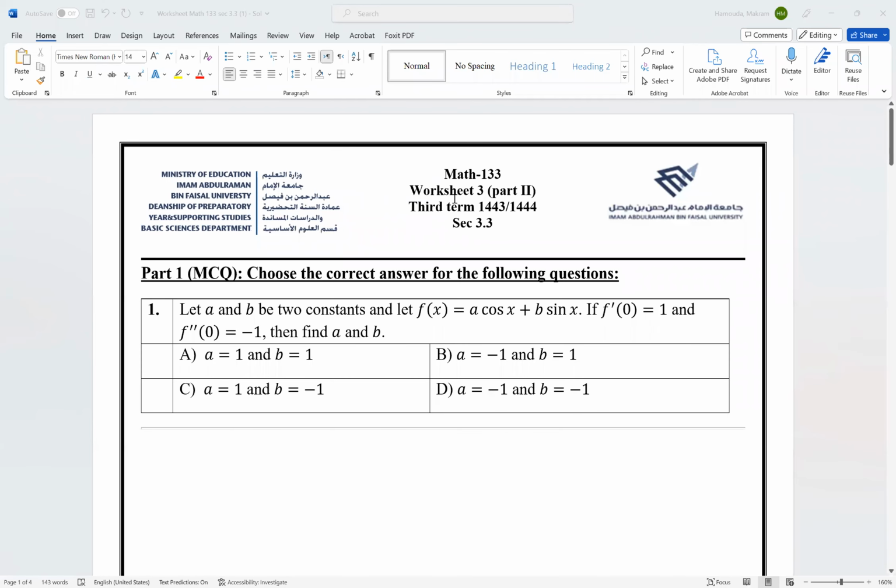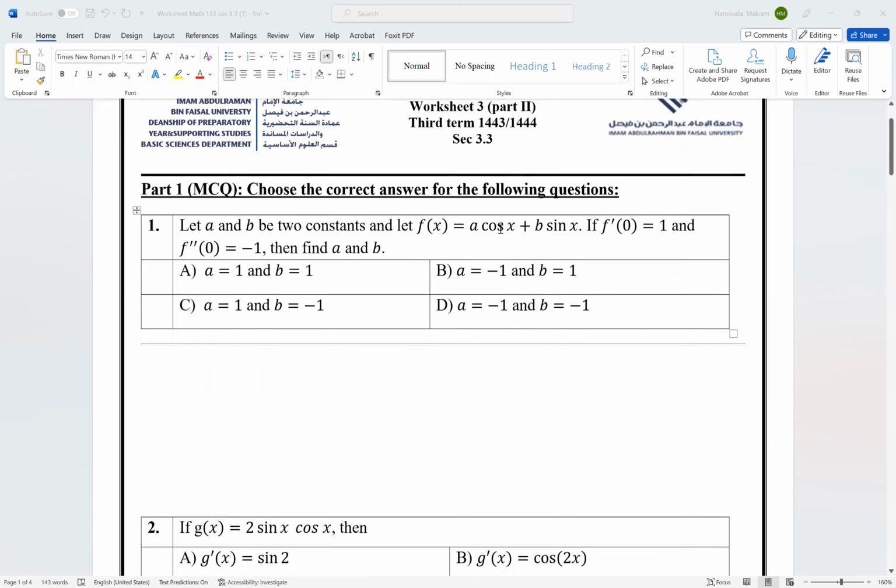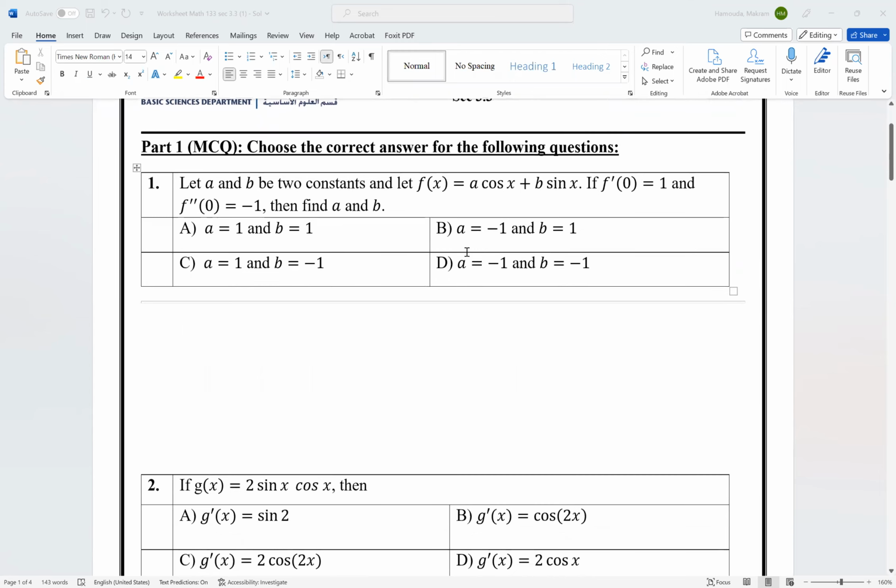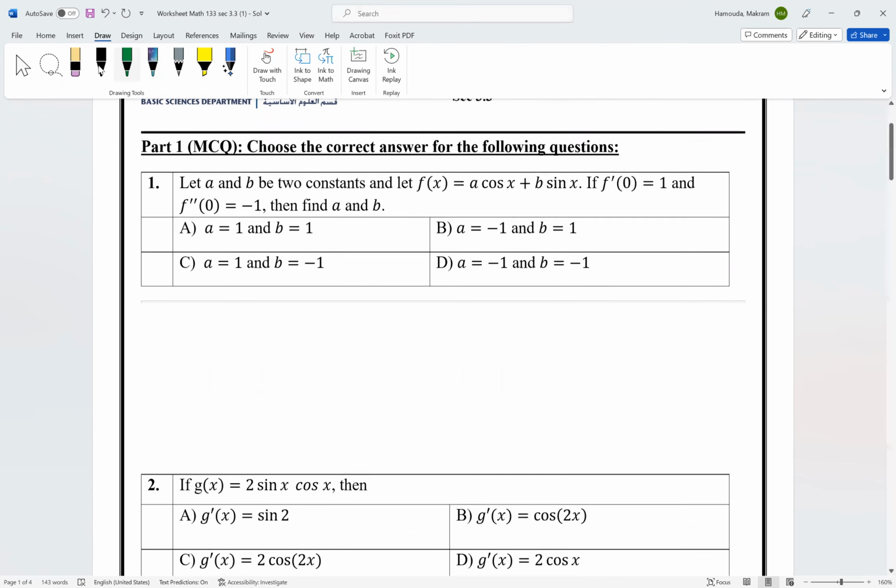Hello, this is the solution of worksheet section 3.3. So we will start with MCQ number 1. Here we have the function f of x, and it is given that f prime of 0 is equal to 1 and f secant of 0 is equal to -1. Then we want to find a and b using this information.